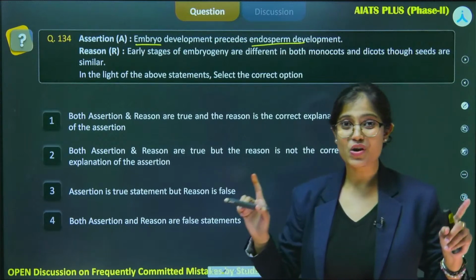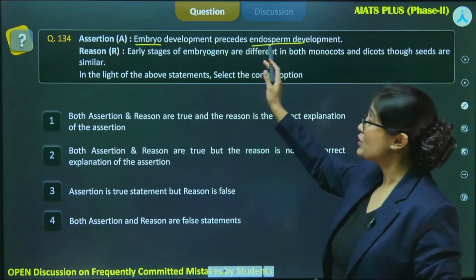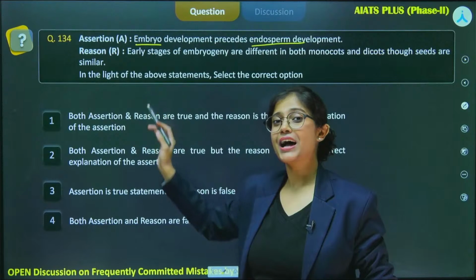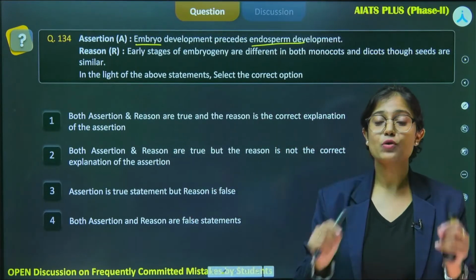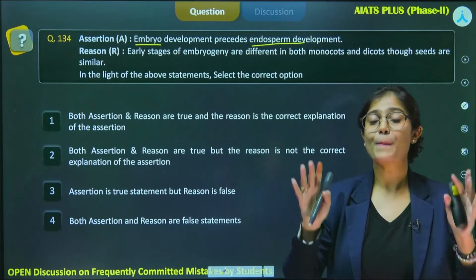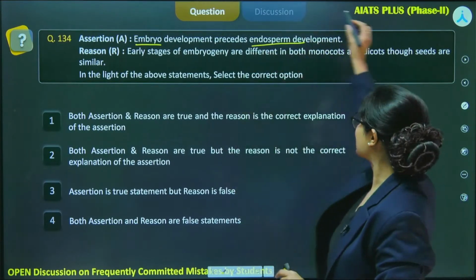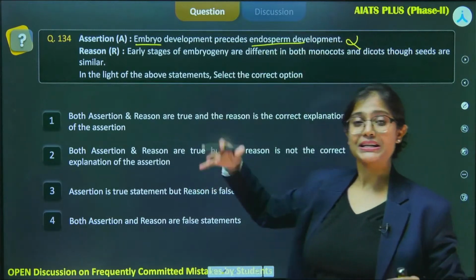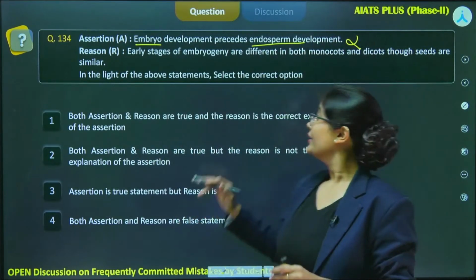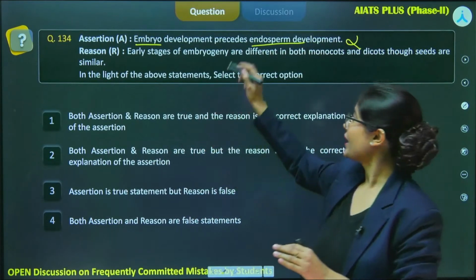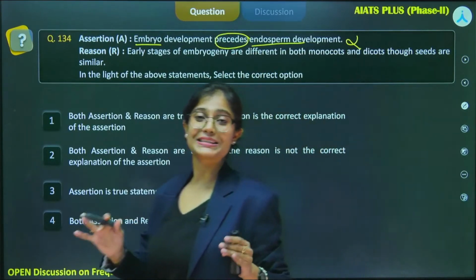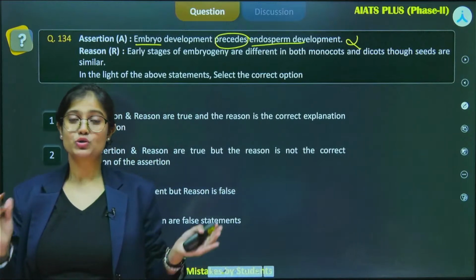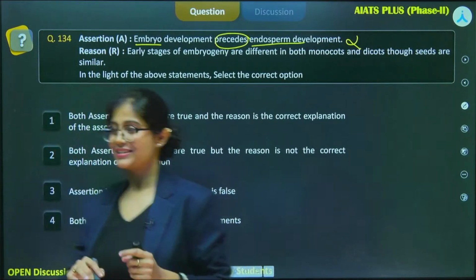So no, this is not the case, because endosperm will precede the embryo development, because for the formation of embryo, the food supply will be obtained from endosperm. So this statement is itself wrong. Okay? For example, if you don't understand the meaning of precede, then remember it like this: 2 precedes 3. 2 comes before 3, likewise. Okay?